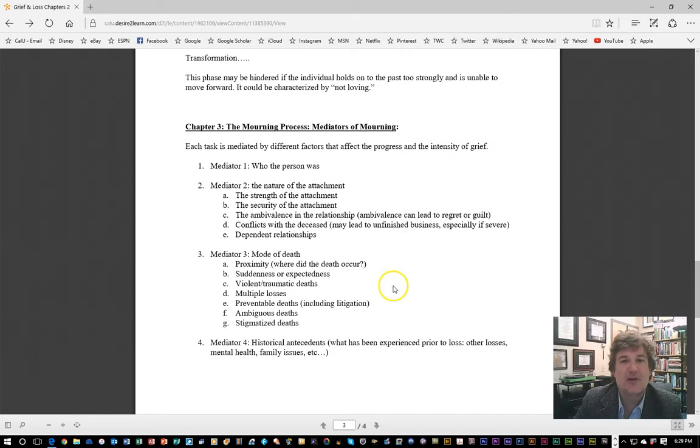All right, Chapter 3, Mediators and Mourning. These are pretty straightforward, but I'm going to give you a brief overview. They have different types of mediators. They're numbered. Each task is mediated by different factors that affect the progress and the intensity of grieving. So each type of mediation affects the intensity of the grief in each task. So we're taking the understanding of tasks and mediators of those tasks into a deeper consideration in this chapter.